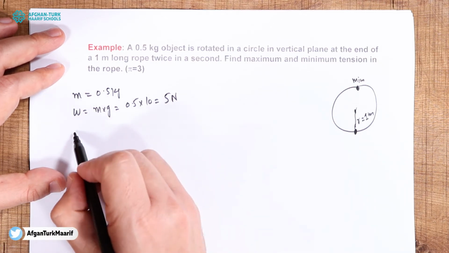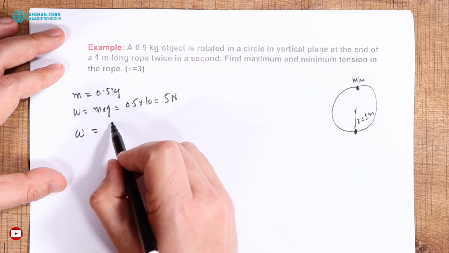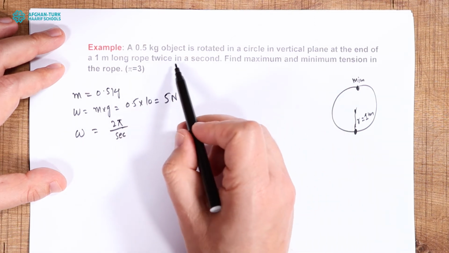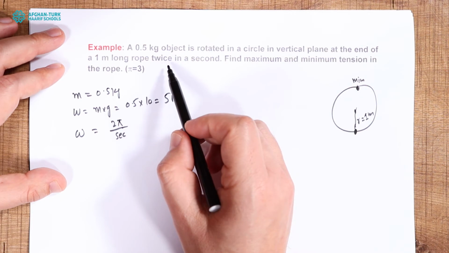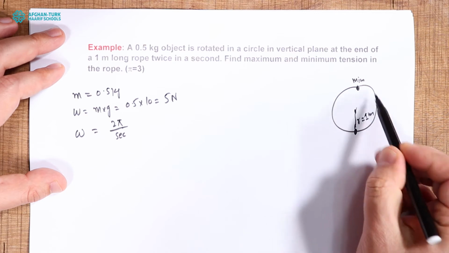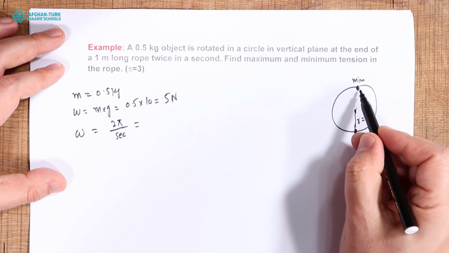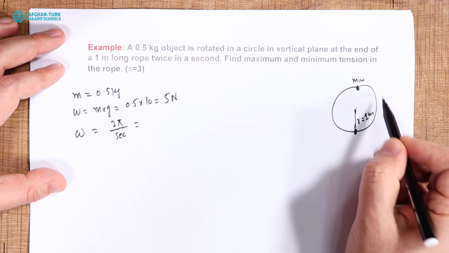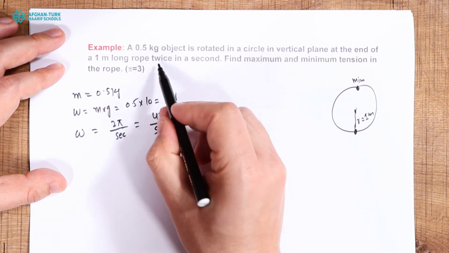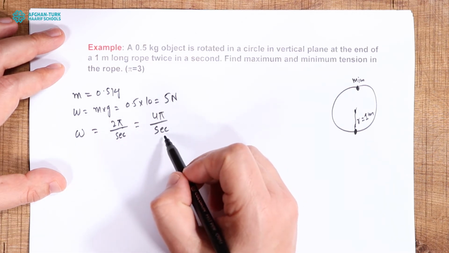Okay, the next one. We know that the angular speed is equal to 2 pi radian per second. Now they said the rope rotates twice in 1 second, meaning it completes 2 circles in 1 second. So 1 complete circle is 2 pi, but 2 complete circles is 4 pi in 1 second. So the angular speed is equal to 4 pi per second.